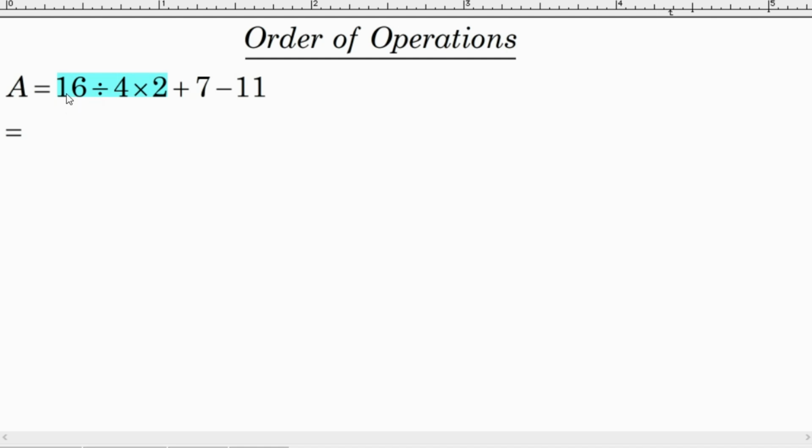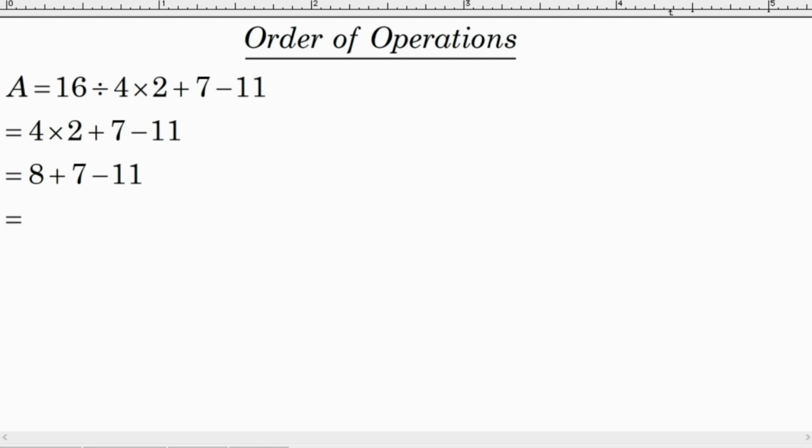That means we have to solve 16 divided by 4. 16 divided by 4 equals 4, right? And then multiplied by 2 plus 7 minus 11. Next, we have to solve the multiplication sign. So 4 times 2 equals 8. Then 8 plus 7 minus 11.